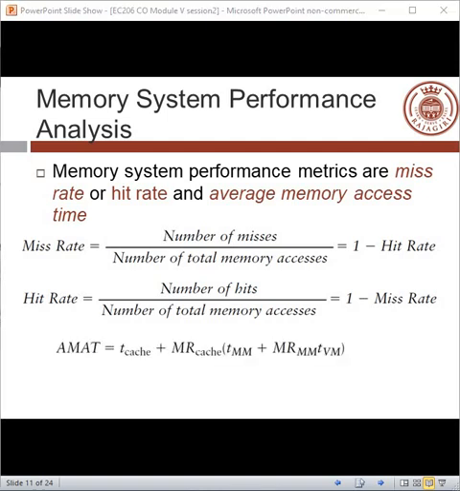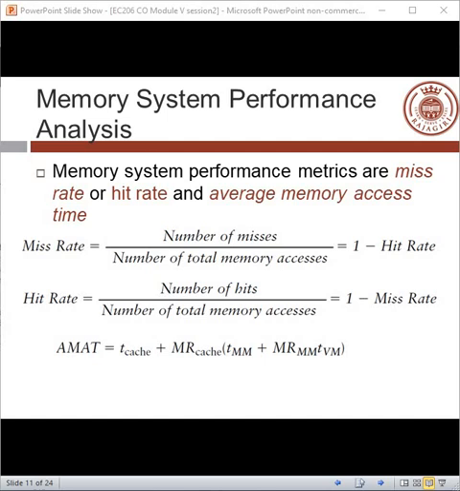Here we see the different times in the average memory access time of A and B. First one is T cache. That means the processor needs to access data from the cache, and this is the time required to access the cache. If data is not there in the cache, there will be a miss, with miss rate of cache, called MR cache. If there is a miss in the cache, we need to access the data from main memory, whose access time is T MM.